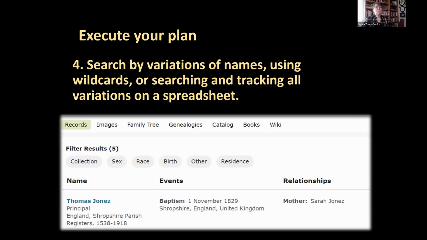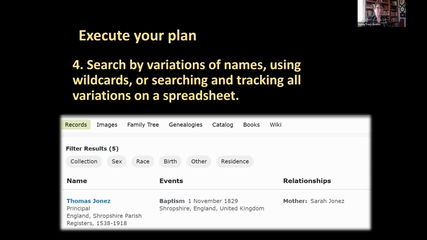And search by variations of names using wildcards, or searching and tracking all variations on a spreadsheet. I think there's a lot of different ways of keeping track of this. If you're not familiar with wildcards, let me know. I put something in the handout, I think, for wildcards, but it's worthwhile to use those wildcards to add to your spelling in your searches.